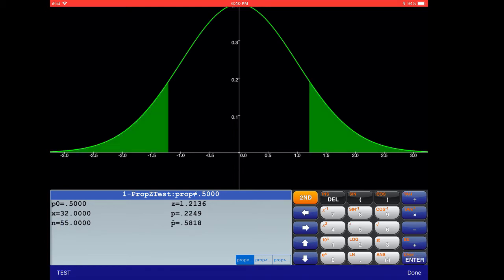And N is equal to 55. Enter. And so it's a 1.214, rounding to 3 decimals. So Z equals 1.214. And I just want to point out, if you look right below that, it says the p-value is 0.2249. So that's essentially saying if you make a conclusion, there's about a 23% chance of being wrong. And that chance is so high, we are not going to make a conclusion.